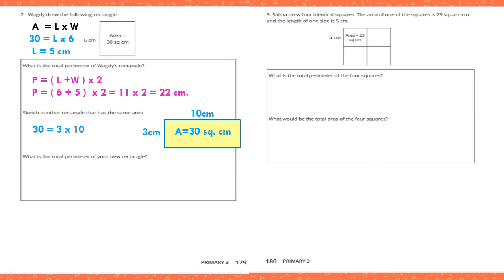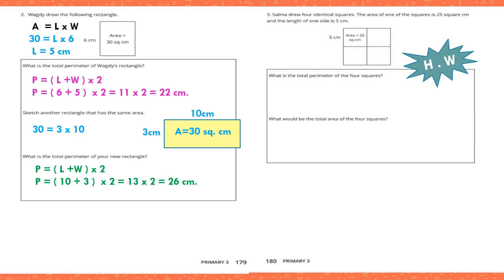What is the total perimeter of the new rectangle? Perimeter will be length plus width all times 2. So 10 plus 3 all times 2 equal 13 times 2 equal 26 centimeters. Now the next one we will take as homework.